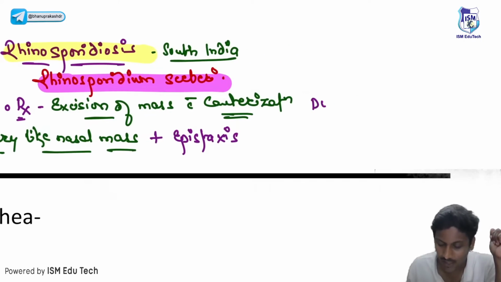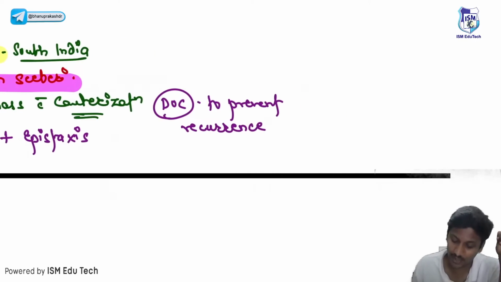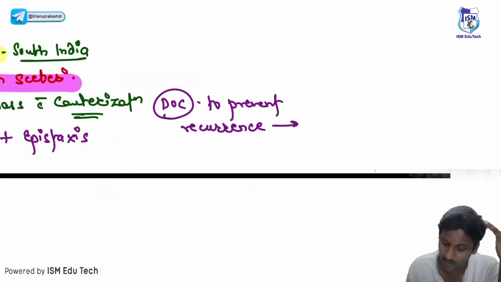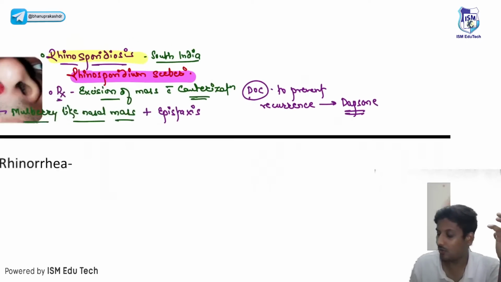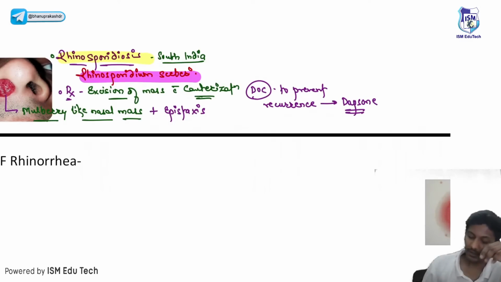Whereas the drug of choice to prevent recurrence, very good. Please remember, it is not the drug of choice for the disease itself. It is the drug of choice to prevent recurrence, and that is called dapsone. The treatment of choice for the disease is always and always excision of the mass followed by cauterization. Okay, so that's the important thing. Very good, all of you.